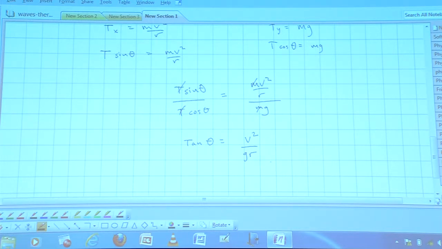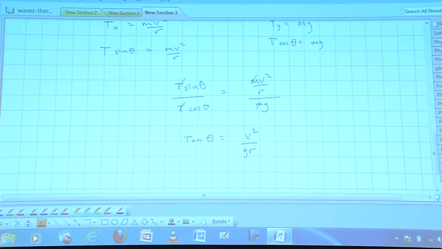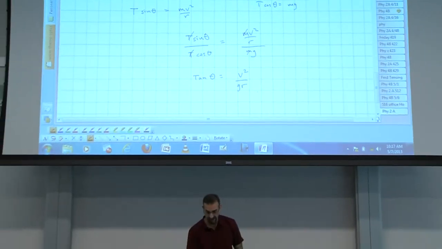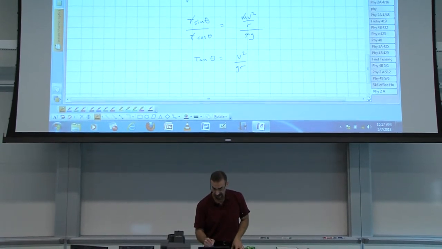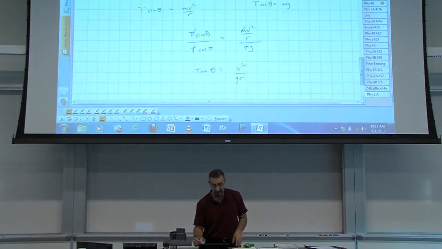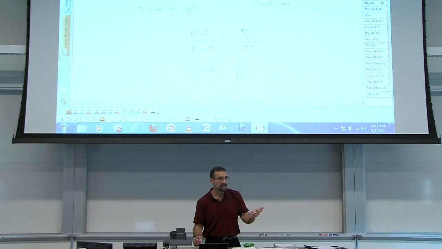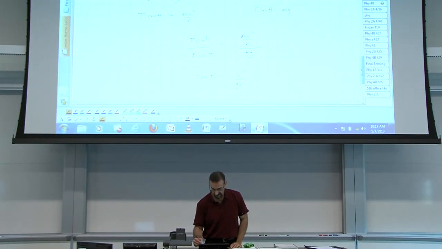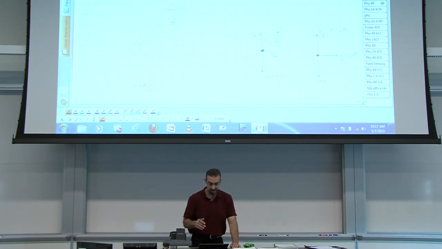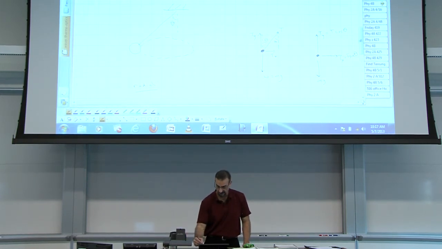So if we were given the velocity and the radius, we could find the angle. If we're given the angle and the radius, we could find the velocity. So we'd be given a certain amount of information here. But you have two equations, so you can find two things, probably an angle and a tension, or speed and tension, something like that. All right? So there has to be some kind of a force in the radial direction.